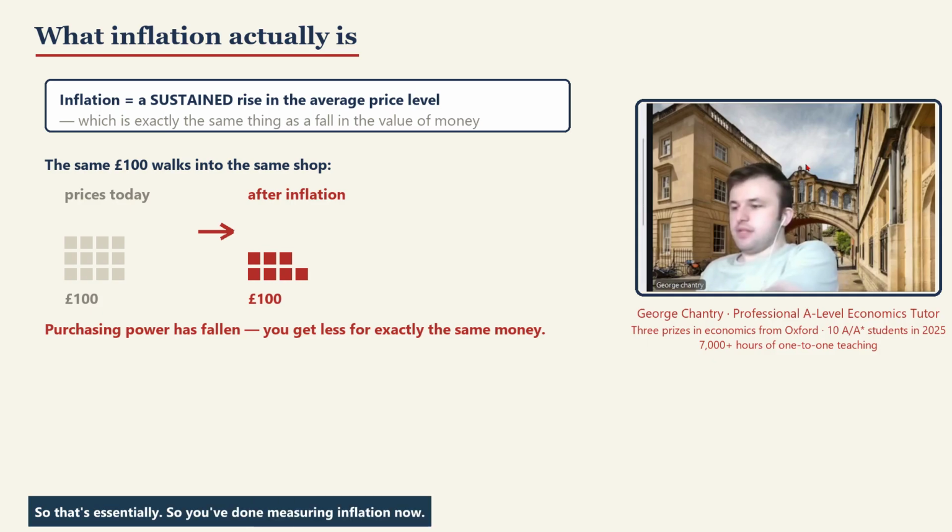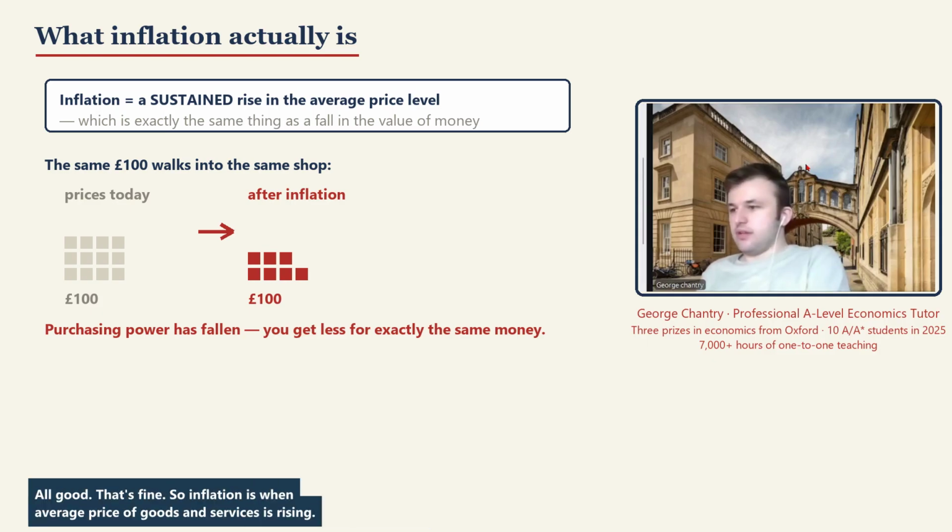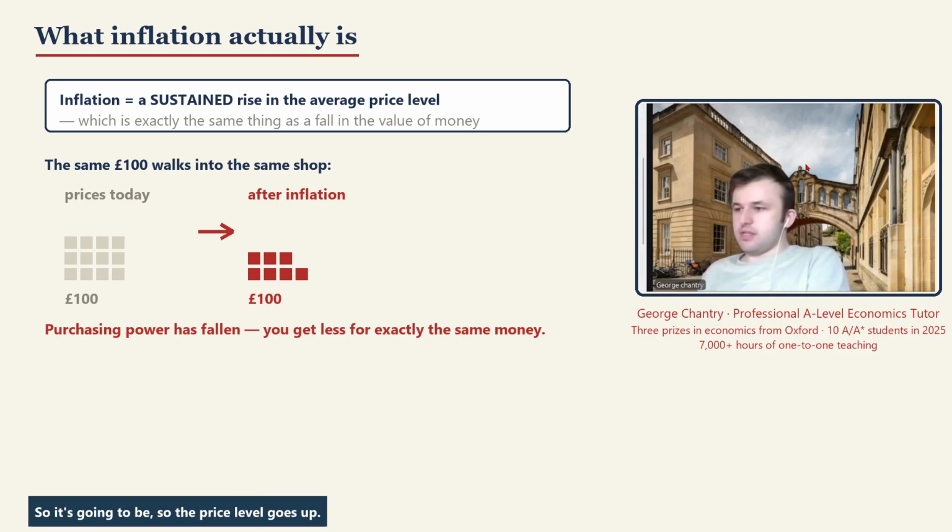So we've done measuring inflation now. All good. Inflation is when the average price of goods and services is rising, so the price level goes up. Sometimes the average price will be falling. This is negative inflation, or deflation. Other times the country may experience hyperinflation, when prices rise extremely quickly and the money rapidly loses its value.